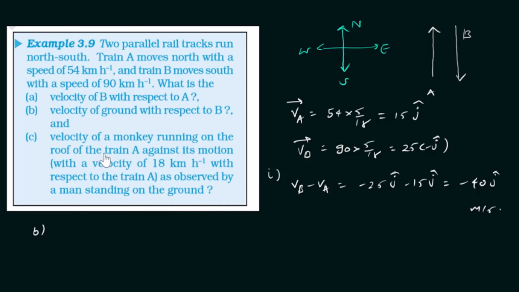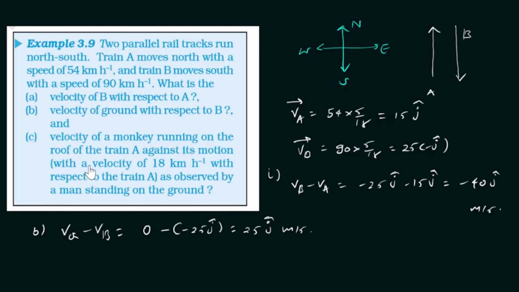Second one is velocity of ground with respect to B. So this is VG minus VB. Ground is basically stationary, so this will be 0 minus 25 j cap. So this will be 25 j cap meter per second.